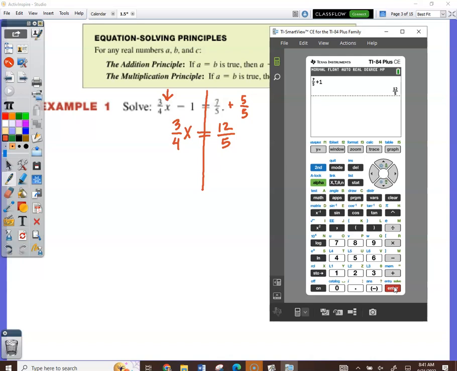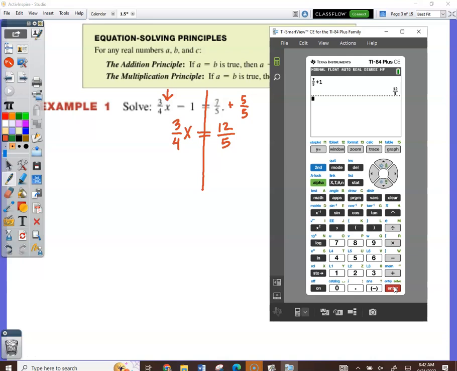Now, look at the equation that you have here. You have 3/4 x equals 12/5. What's in the way of x being by itself? 3/4 is in the way. There are 2 ways to handle this. You can do it in an a la carte fashion, which means 1 at a time. You could multiply both sides by 4 to get the fraction in the way. Then you would divide both sides by 3.